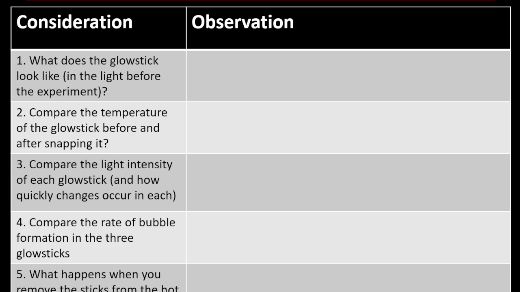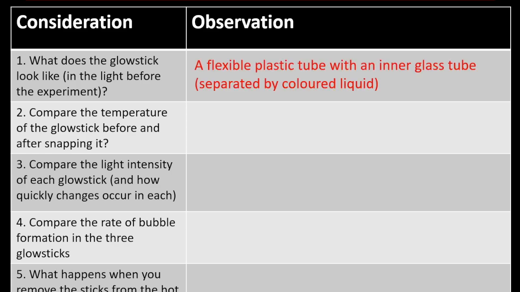So first of all, what does the glow stick look like in the light before the experiment? Well, as I mentioned earlier, it's a plastic tube, but it's also flexible, isn't it? It's got a bit of a bend to it, and with an inner glass tube. Although I suppose you couldn't necessarily observe that it was glass, it is in fact glass. But when you cracked it, that might have given you a suggestion that maybe inside was something like glass.